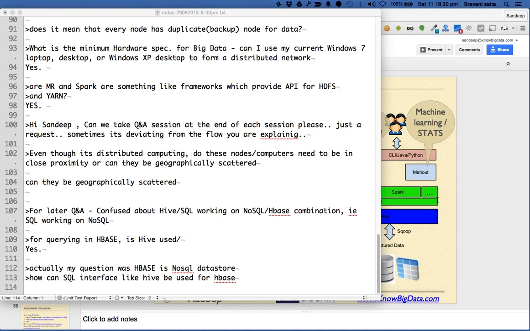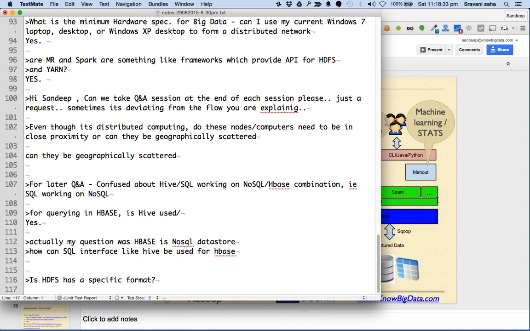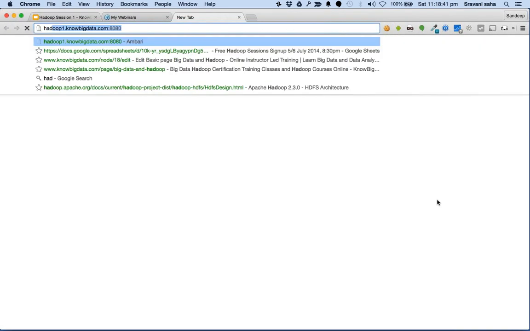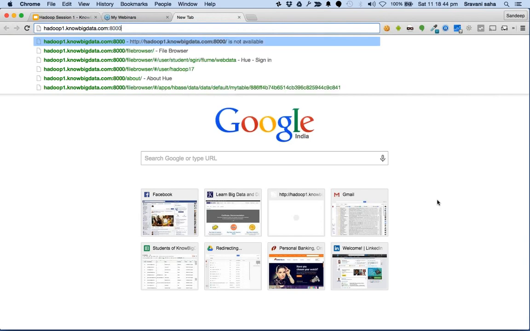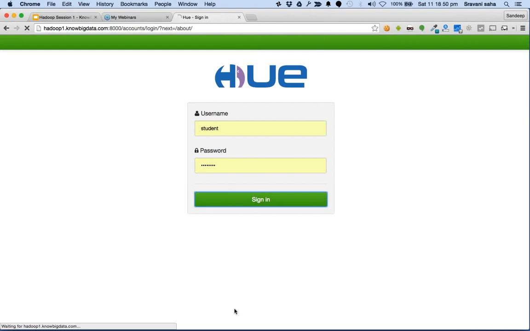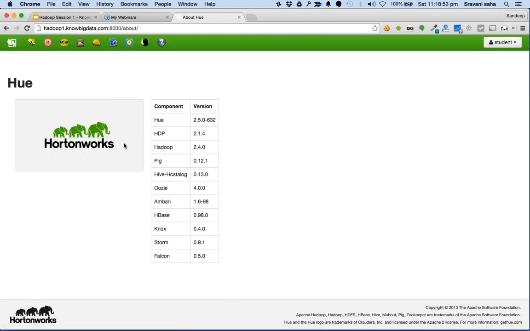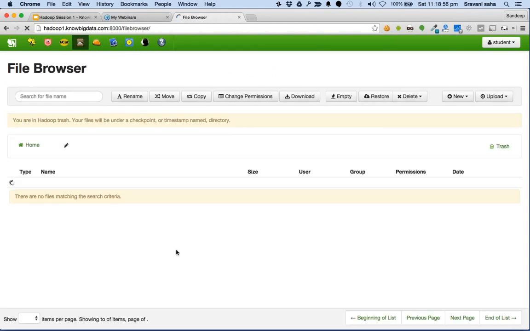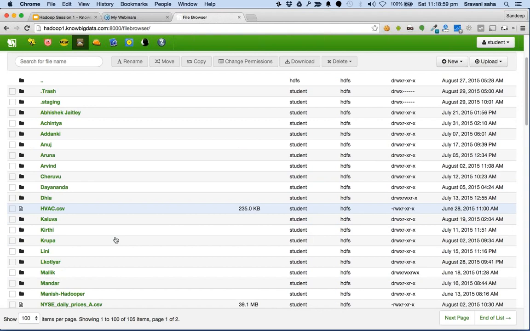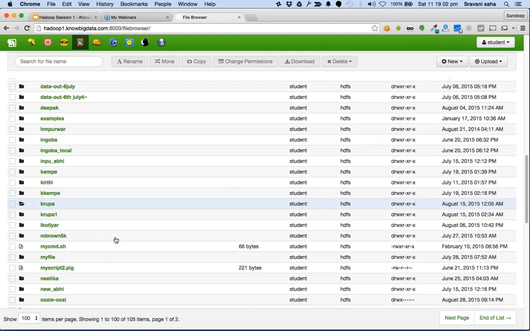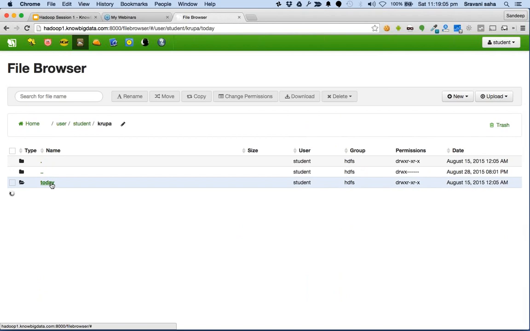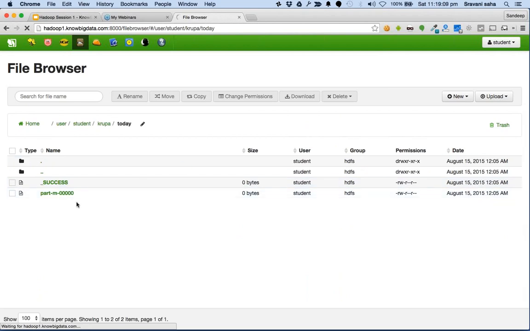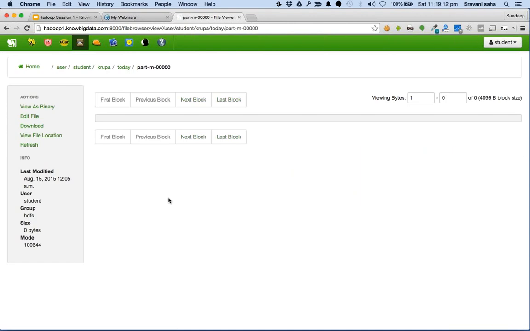Now, next question is from Pratibha. Does HDFS have a specific format? No. HDFS is like your normal folder structure. I can show you quickly, and probably that is the best way to understand what HDFS looks like. This is a browser interface for HDFS on our Cloud Labs, under Hue. If you go into this file browser, you can see these are the folders and this is HDFS. You can go into a folder, you can look at a file.